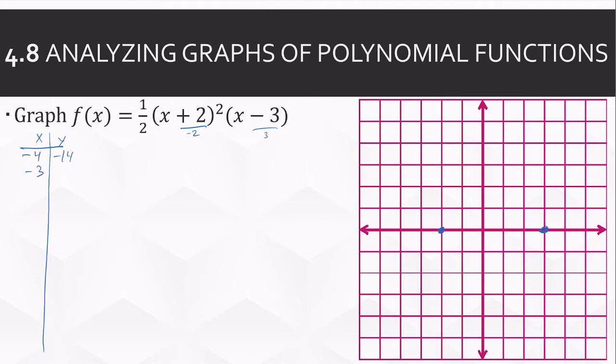-4 and -14, -3 and -3, -2 and 0, -1 and -2, 0 and -6, 1 and -9, 2 and -8, 3 and 0, and 4 and 18. And everything else is way off the graph. Even these are kind of high, so I think in the y I'm going to have to count by 2's.